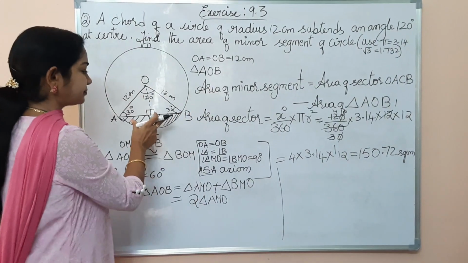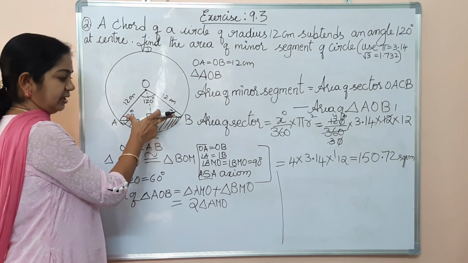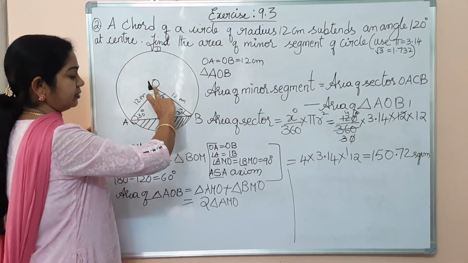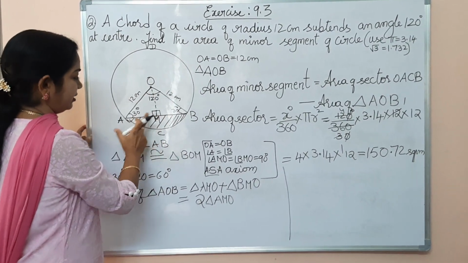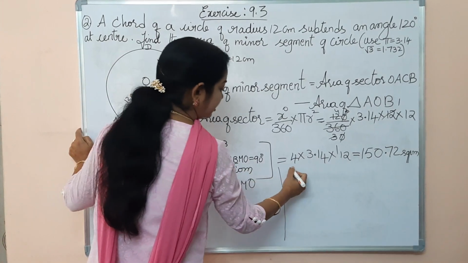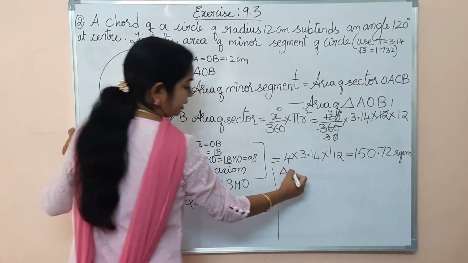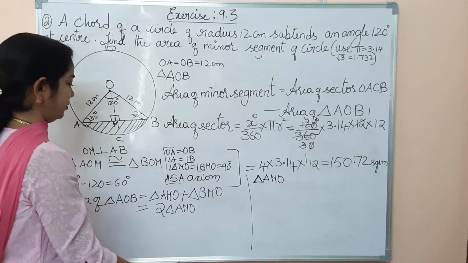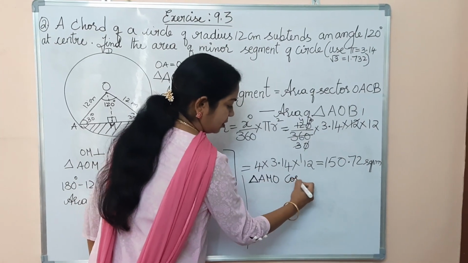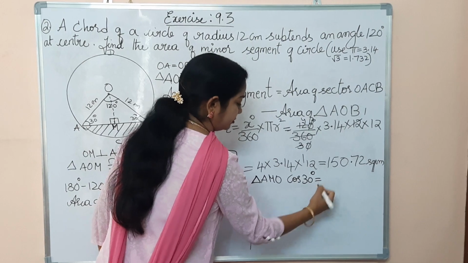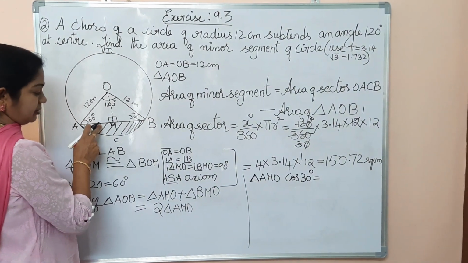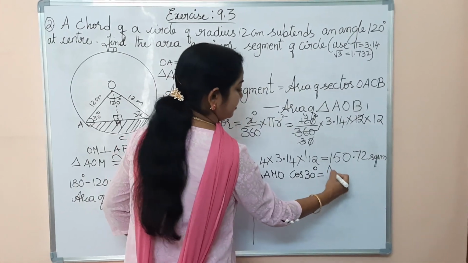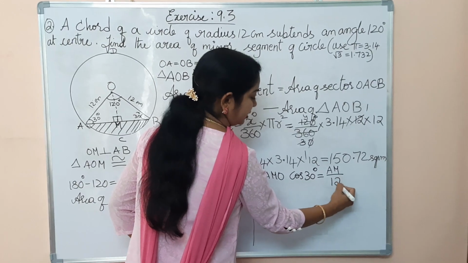Now let's find the area. What is the area of a triangle? Half base into height. So we don't know the base because the chord is not given. We don't know the height. So first we'll find the base here. Considering one triangle, triangle AMO, cos 30 degrees is equal to the adjacent by the hypotenuse. The adjacent is AM, by the hypotenuse, 12 centimeters.